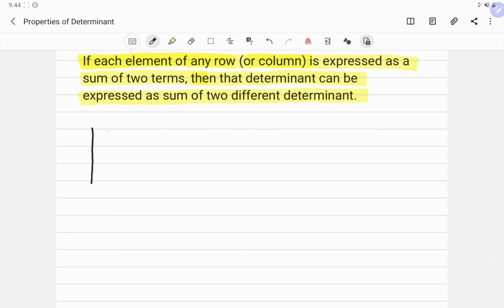Now, here I am considering one determinant with sum of two elements like a plus x, b plus y, and c plus z. This is the first row. And I am keeping the rest of the rows as they are, as p, q, r, and let's consider over here as A, capital G, capital X. I'm taking any random thing. Now, if you observe, the first row is expressed as a sum of two elements. This is a sum, meaning addition, right?